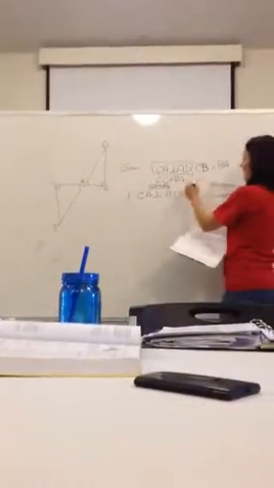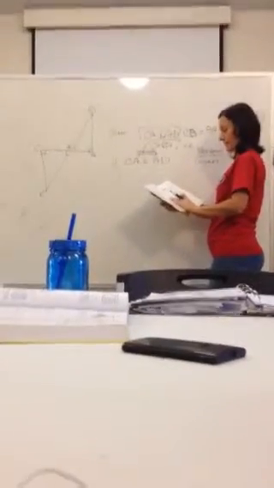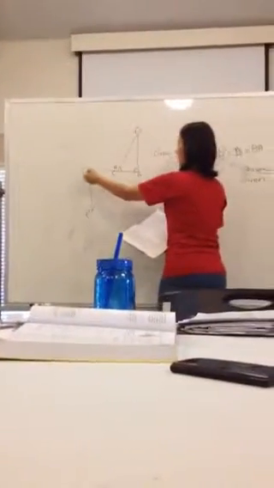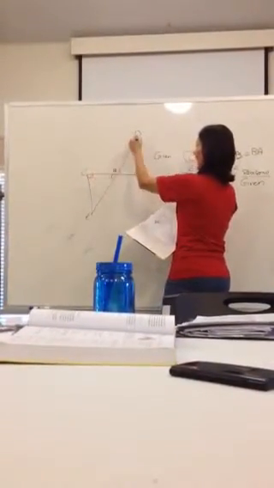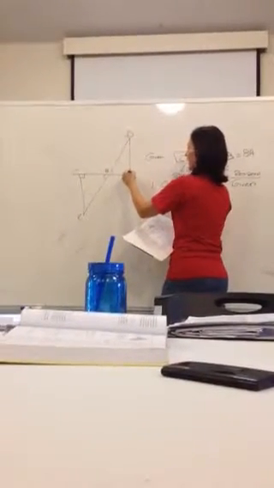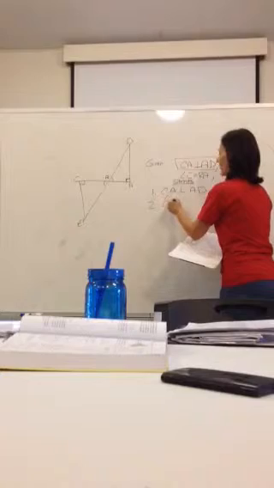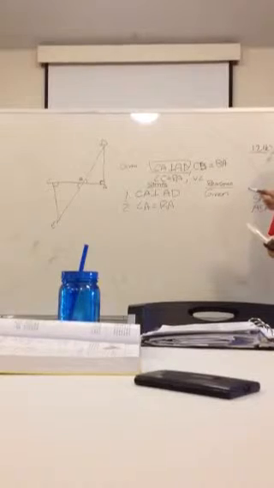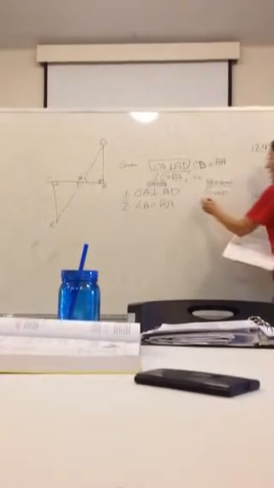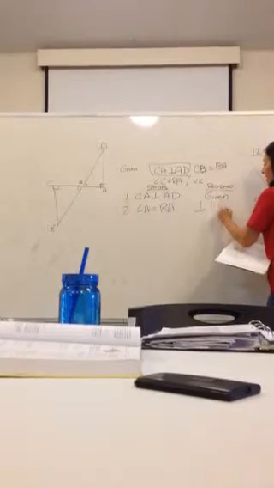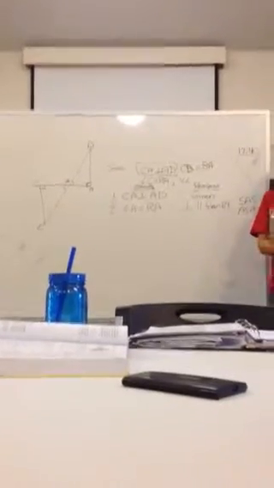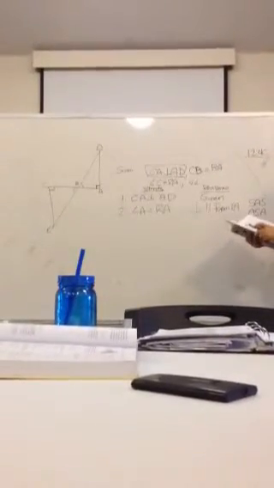Right? All right. So look at the second statement. If I know that CA is perpendicular to AD, then I now can say angle A is a right angle. Right? Why? Because perpendicular lines form right angles. I would expect you to write this out. Okay, I can abbreviate. All right.